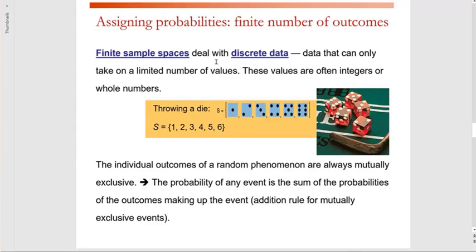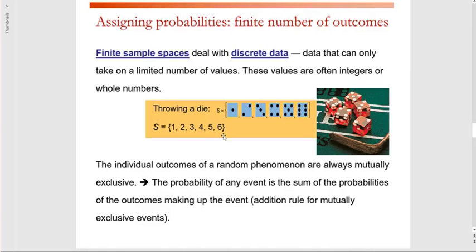Finite sample spaces deal with discrete data, or data that can only take on a limited number of values. These values are often integers or whole numbers. Consider rolling a 6-sided die. The sample space is 1 through 6. All 6 simple events in the sample space are mutually exclusive.